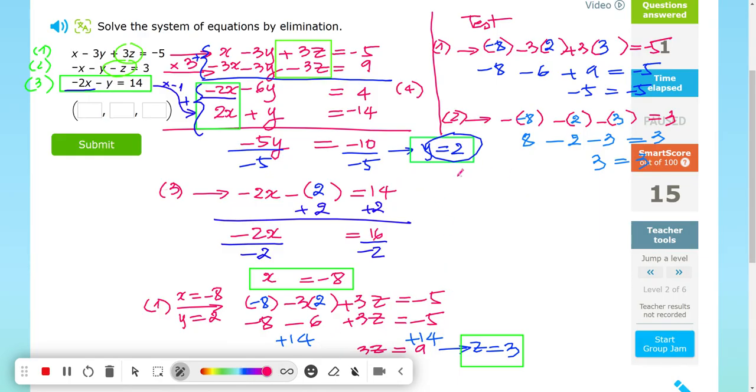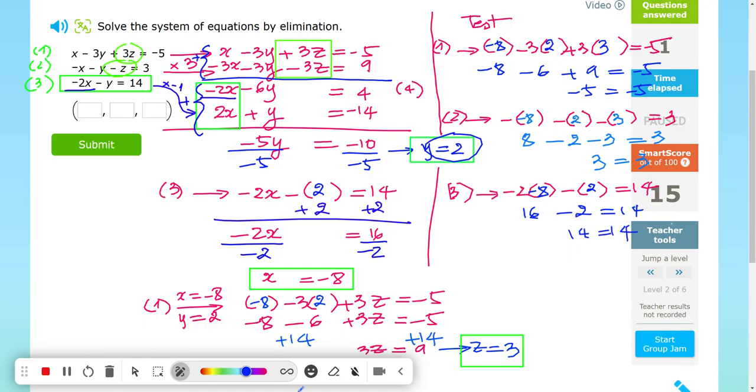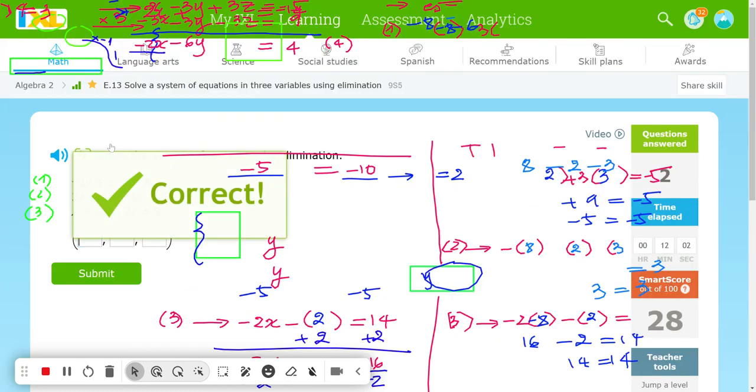And then I do one more time of equation number 3. Equation number 3, I got negative 2x, negative y equal 14. Okay, so now put in the x as negative 8, y equal 2. So I come out positive 16 subtract 2 equal 14. So 14 equal 14 on both sides. So I'm very confident that I am correct. So let's put it in. X equal negative 8, y equal 2, and then z equal 3. Submit. Voila.